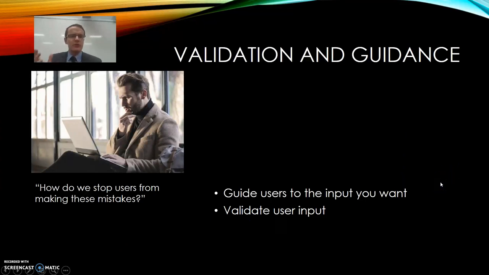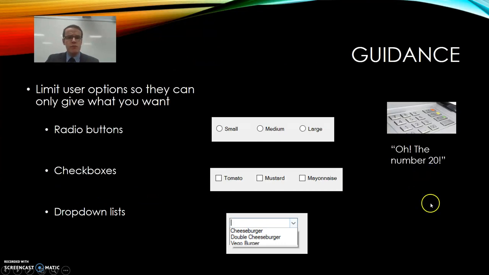So how do we stop users from making these mistakes? Well, we need to guide users to give us the input that we want. We need to validate the input that they give to make sure it's what we want. And there are a few ways we can do that. So one way is we can limit the options the user has so that they only can give us what we want. Using some Visual Basic examples here, the radio buttons: small, medium, or large. There is no possible way you could tell me you want big. That would confuse the processes of my system, so I'm only giving you the option of small, medium, large.